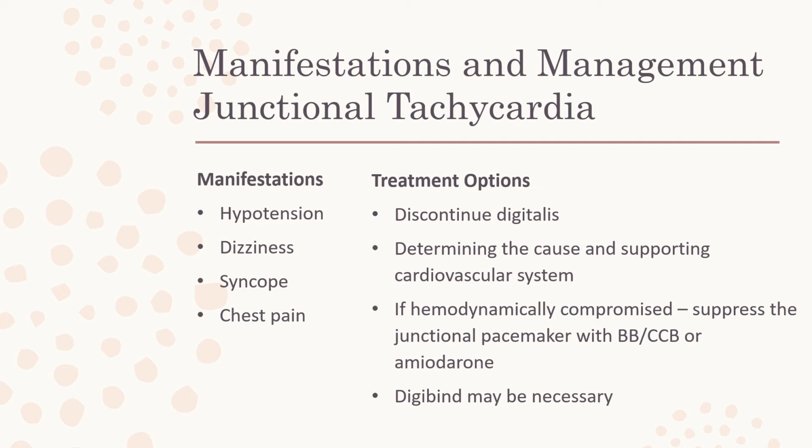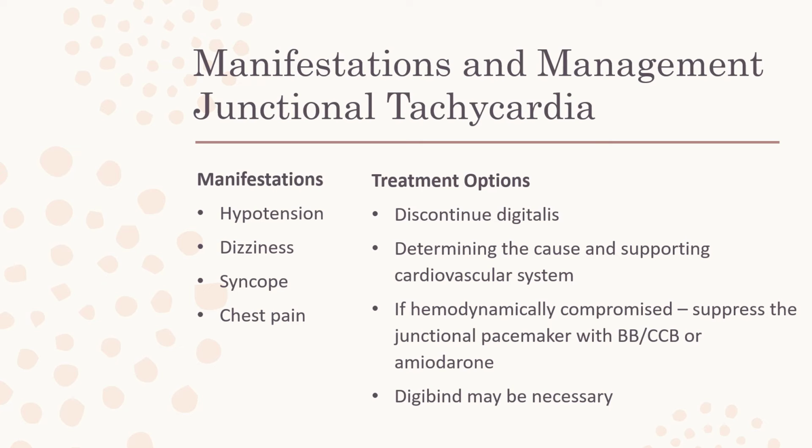The manifestations can be just manifestations of decreased cardiac output. Once again, in a junctional rhythm, we're not getting the normal depolarization of the atria, and therefore we're losing our atrial kick, which may not be a big deal to a young, healthy person, but it's a big deal to someone who's already compromised, somebody who already has some cardiac issues. So we may have manifestations of decreased cardiac output like hypotension, dizziness, syncope, chest pain. We may have no manifestations whatsoever. We need to look for an underlying cause here.